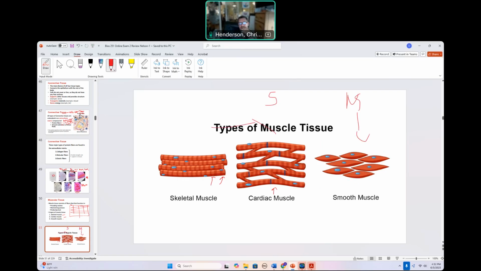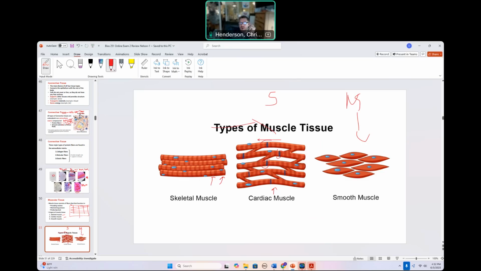So how do you tell the difference between skeletal and cardiac? The biggest thing that stands out are these things, called intercalated discs. What these are is gap junctions. We're going to learn about that in the junction chapter or section. This allows communication between two different cells.